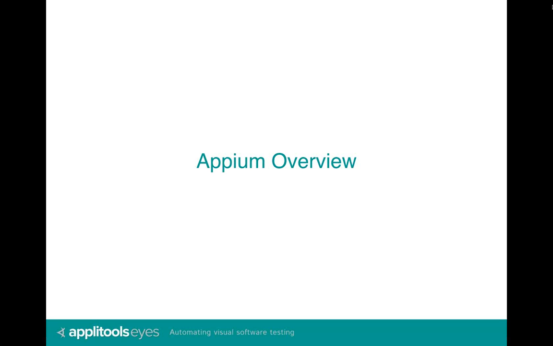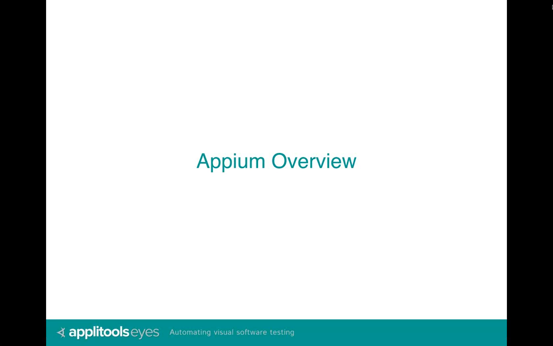Okay, so Appium Overview. First of all, what is Appium? For those of you who heard, Appium is an open source test automation framework for use with native and hybrid mobile applications. This means basically that you can automate the standard native iOS, the Objective-C applications, and the Android Java applications, as well as the WebView applications, such as the PhoneGap.